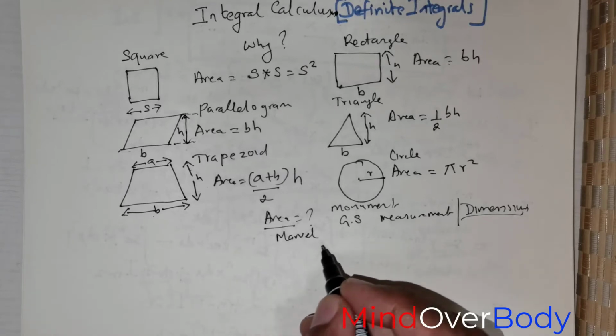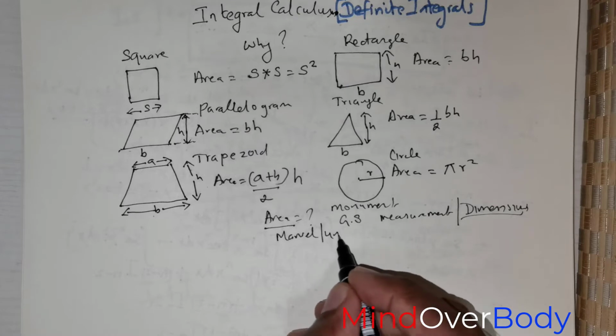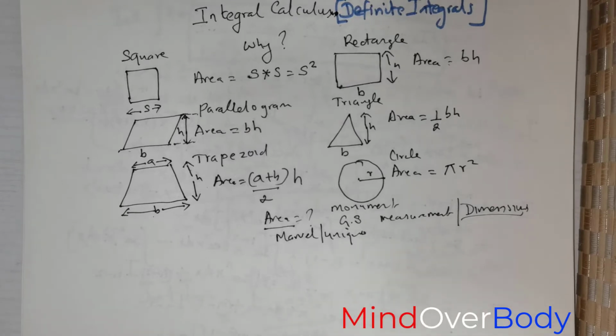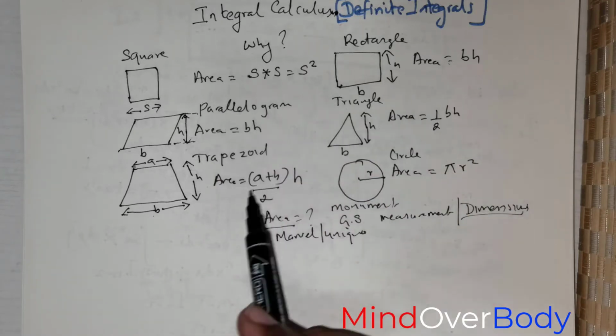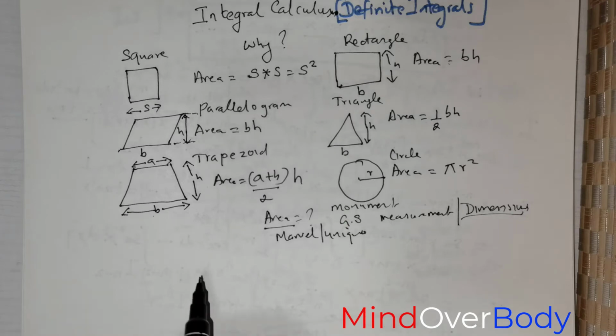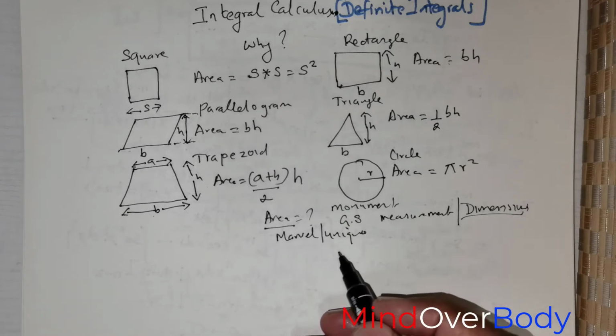When I say marvel, I mean something which is unique in nature. Now, if you want to create something unique in nature in the form of a shape, then you need something different or something away from these formulas. And only then you can call it unique, right?